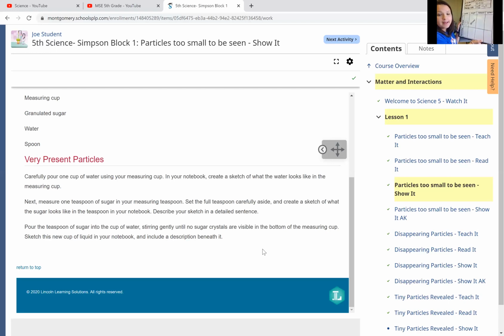Next, it says describe your sketch in a detailed sentence. So what can I say when I describe that sugar? I could say that I measured 1 teaspoon of sugar in my teaspoon.